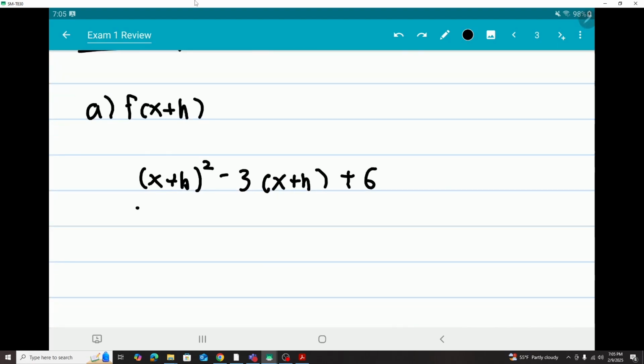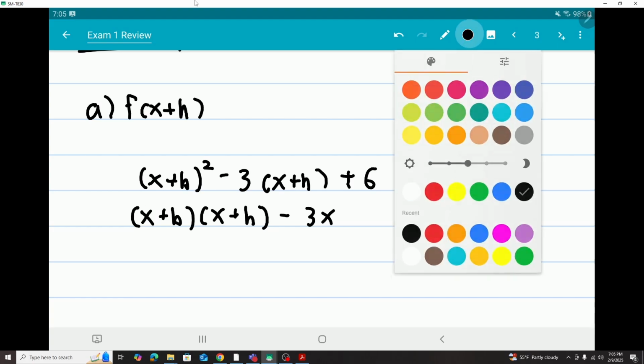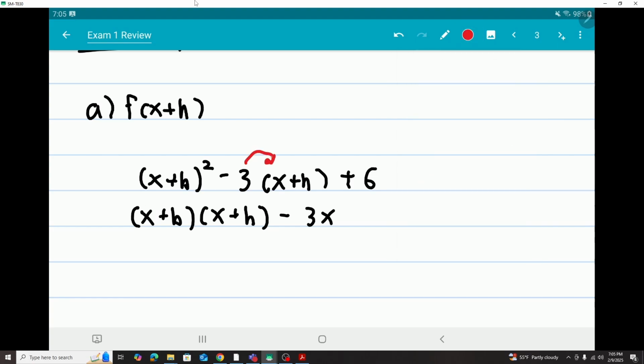And so now the next thing we have to be careful of is x plus h all squared is not x squared plus h squared. That's another common mistake. So let's avoid that one. While we're here, let's distribute this minus 3. So minus 3x minus 3h plus 6. We're most of the way there. Now we just have to expand out this x plus h squared.